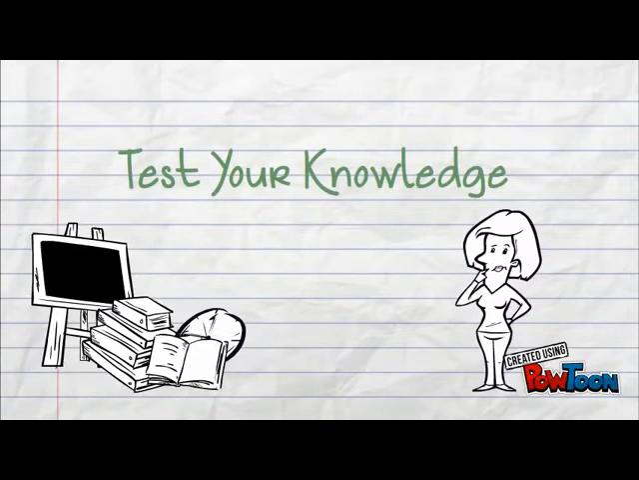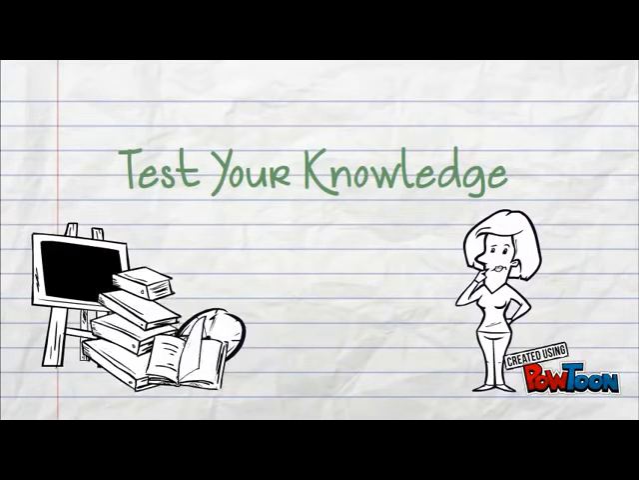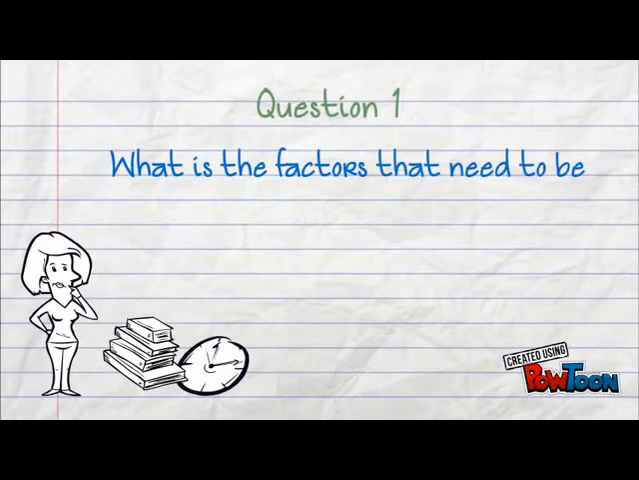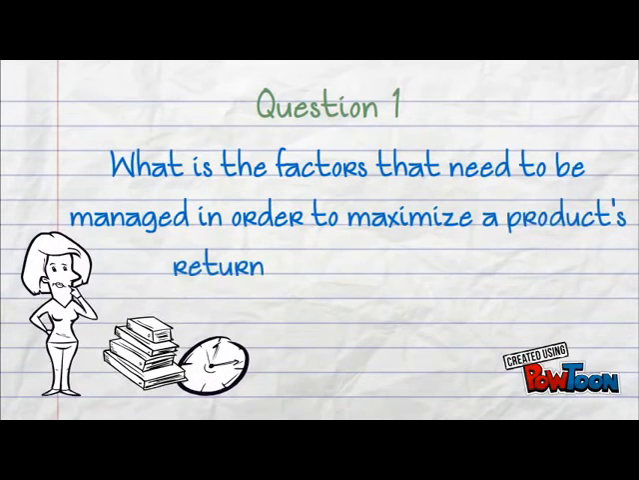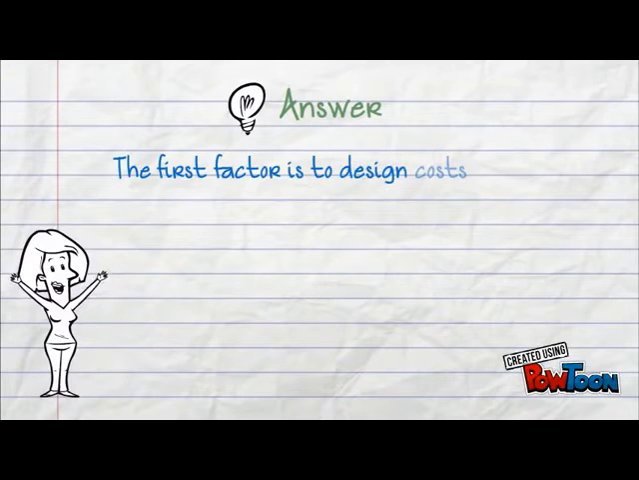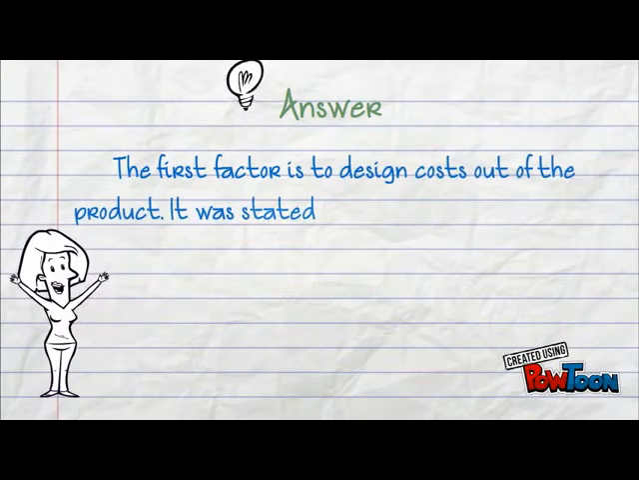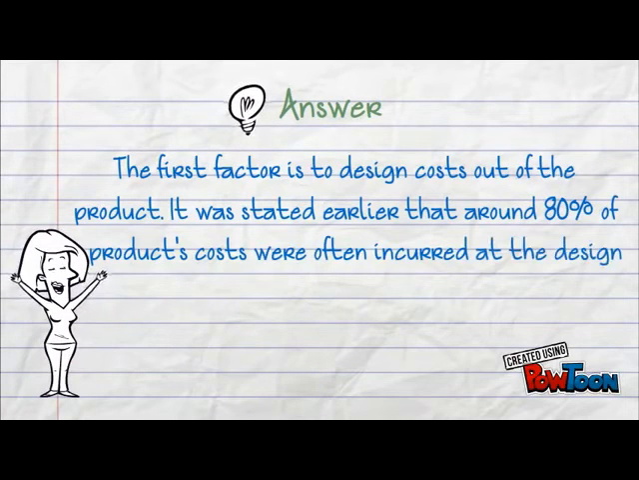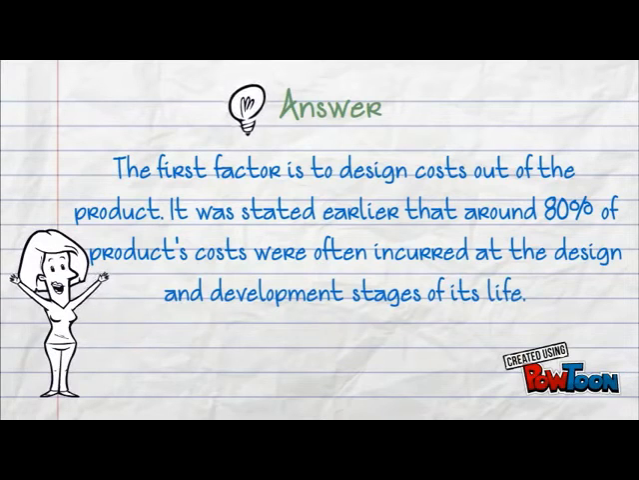After watching the previous video, now we can solve questions using the knowledge. What are the factors that need to be managed in order to maximize the product's return over the life cycle? The first factor is to design cost out of the product. It was stated earlier that around 80% of the product's costs are often incurred at the design and development stages of its life.